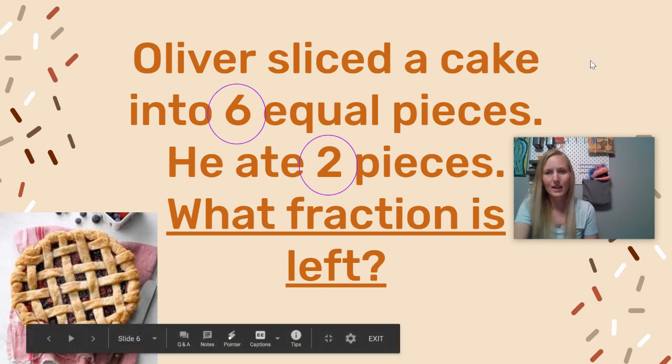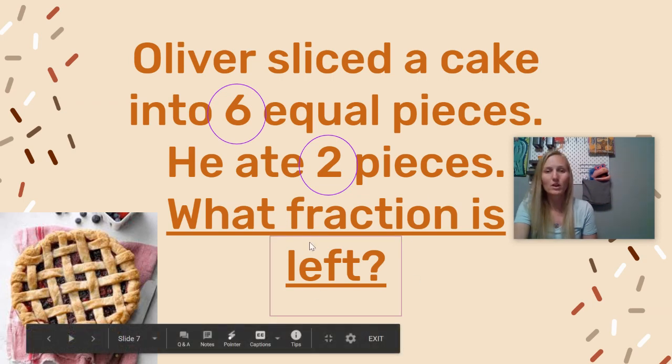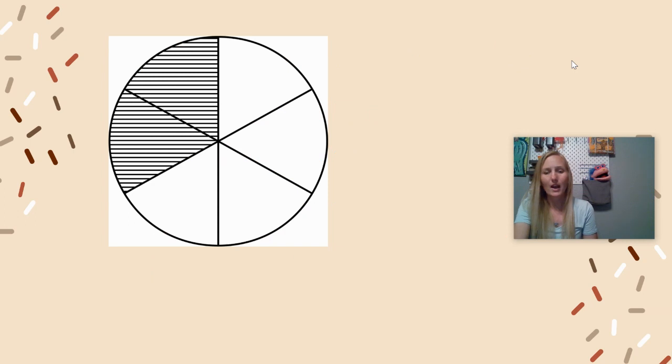All right, and the next thing in the CUBES method is the what? Oh yeah, the B for box it out. So we're going to box out the key important word, which was left. I also could have boxed out the word ate too, because that tells me we're not getting more pieces, we're taking them away, right?